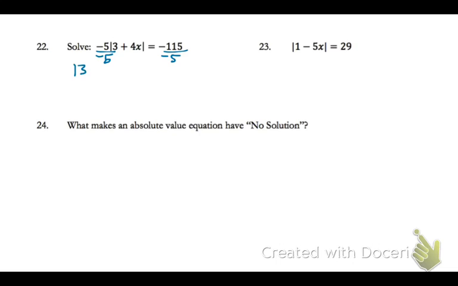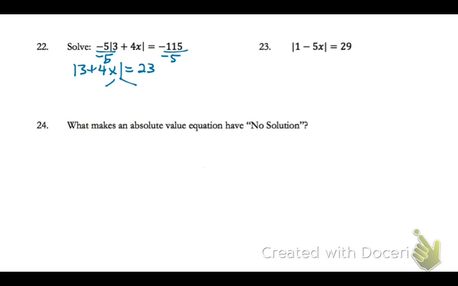So we'll get the absolute value of 3 plus 4x equals positive 23. Once you have the absolute value isolated and set equal to an amount, this is when you use this process to solve. So remember that absolute value means positive, but what can be inside can either be positive or negative. So we set up two cases to make sure that we get both answers.